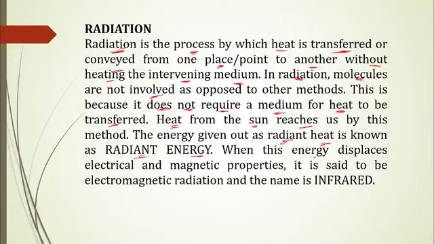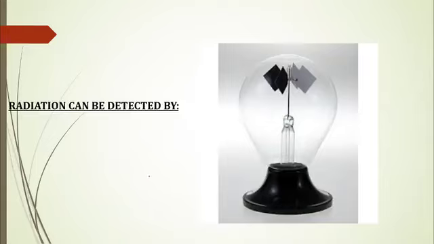There are times when this energy displays electrical and magnetic properties. When this radiant energy displays electrical and magnetic properties, it is said to display what we call electromagnetic radiation. And electromagnetic radiation, we give it a name, which is what we know as infrared. So put simply, infrared is what is produced when heat energy from the sun, or radiant energy, displays electrical and magnetic properties, which results in electromagnetic radiation.